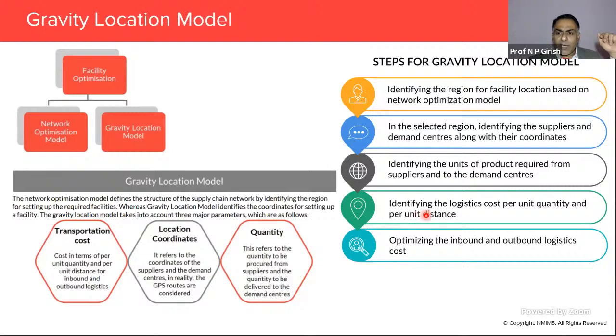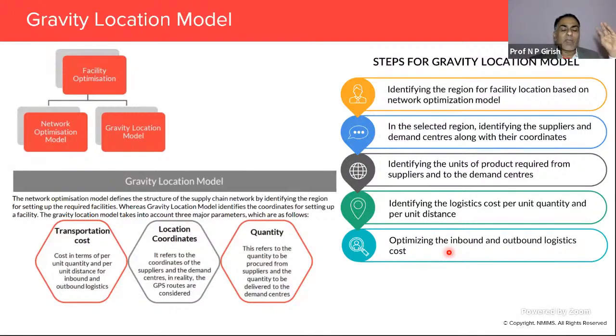I think I mentioned that. Okay. And identifying the logistics cost per unit, the same. When you're talking about moving the goods, you're talking about the logistics cost, the cost of moving the goods. And you do the simulation. Normally a tool will do it.